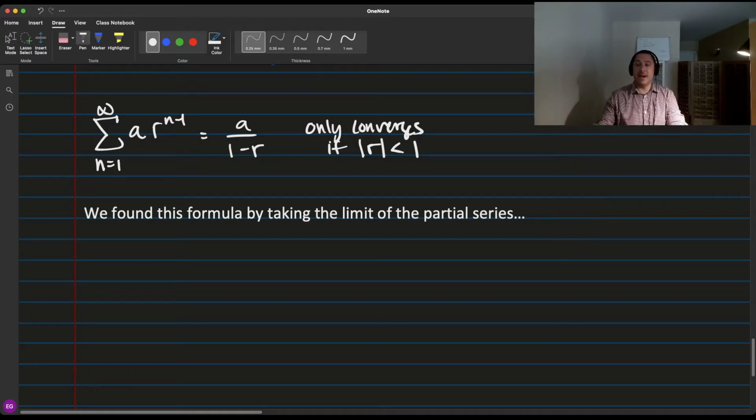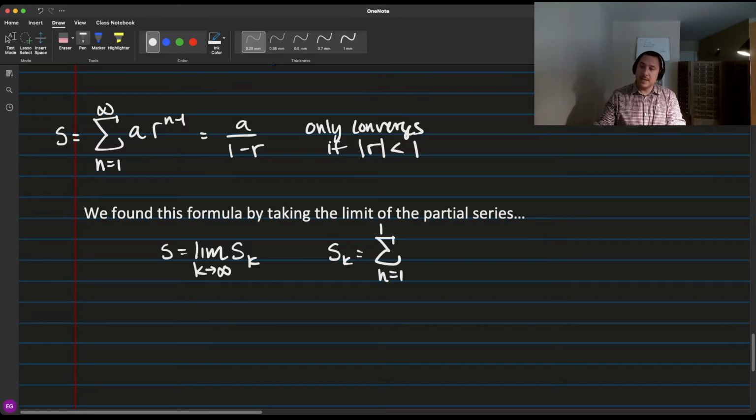So remember that we defined the sum of the infinite series to be equal to the limit as k goes to infinity of your partial series, where the partial series was the sum from the first term to the kth term. Remember, the partial series means you add up the first k terms. You figure out a formula for that. We did that by a bunch of algebra, and then we took the limit of that formula and you actually get this nice thing.